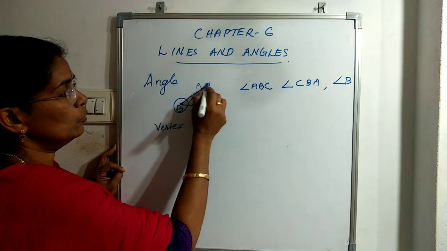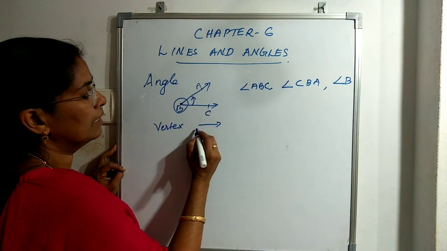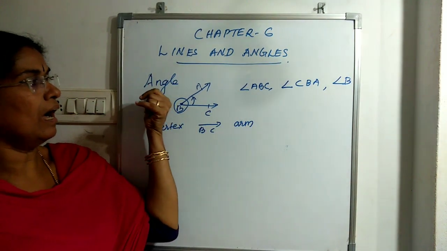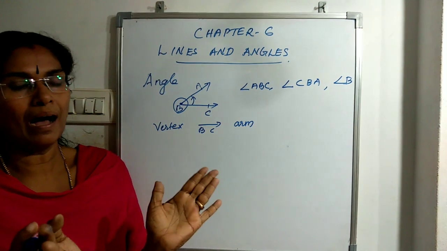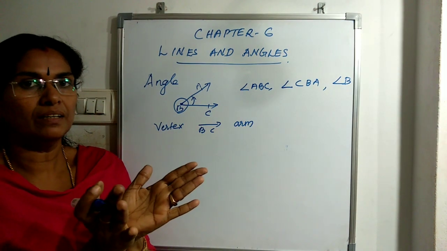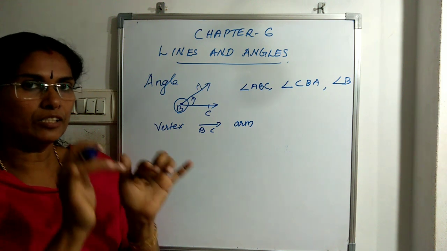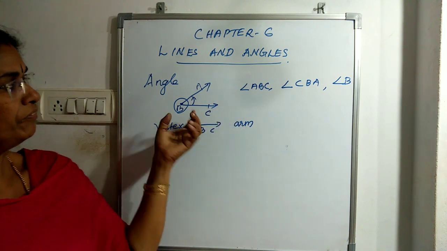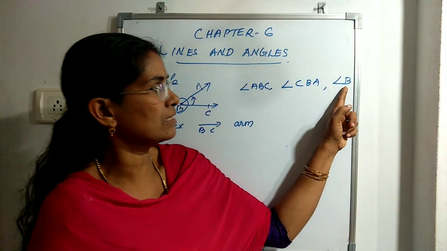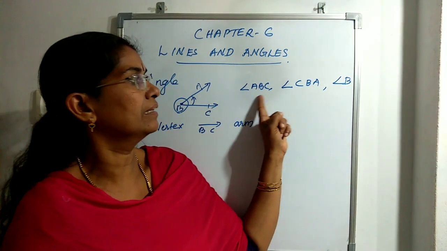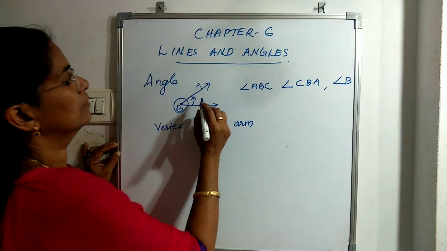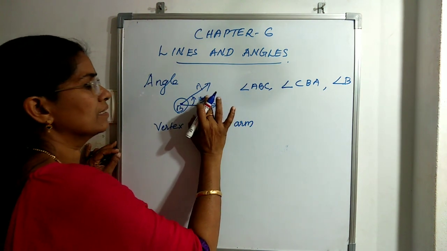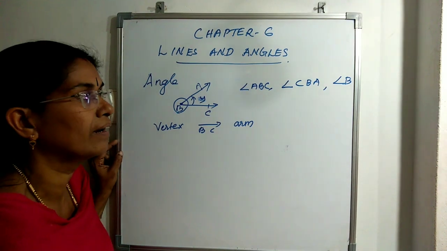Then what about these two rays? The ray BC is an arm of the angle, and another arm is BA. There are two arms joined together, and then we get one angle. That joining point, the meeting at a common point, is called the vertex. When we write the angle name with only the vertex, it is one letter; otherwise we use 3 letters. One more representation is angle X, angle Y, angle Z. Like this also we can represent angles.